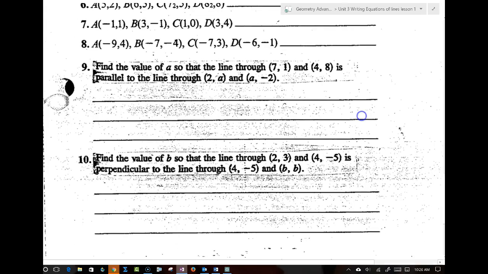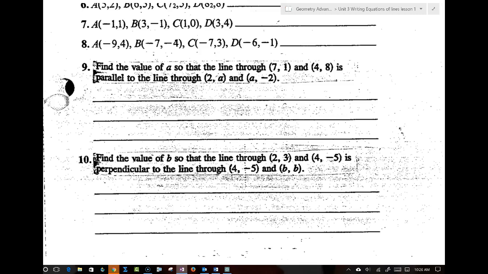All right, I want you to look at number 9. Hint of the day. 9, 10, and 11 are honors level questions. Something you might want to know for next week. Are you with me? Okay. So on this one it says find the value of A so that the line through (7, 1) and (4, 8) is parallel to the line through (2A, A) and (-2).